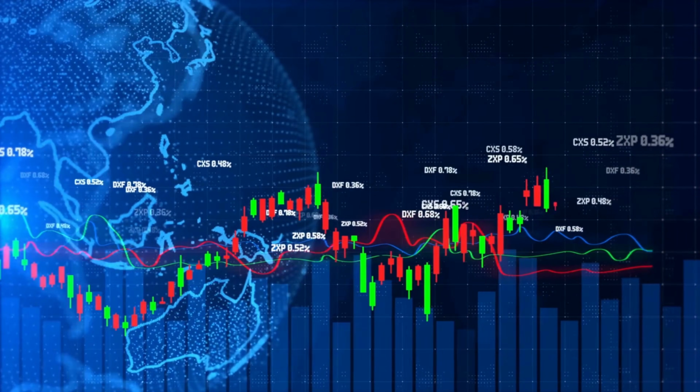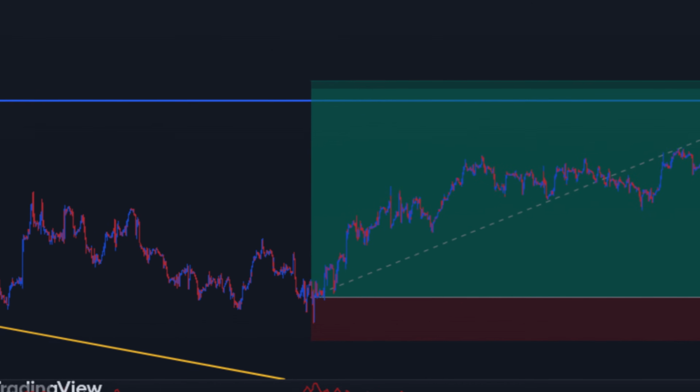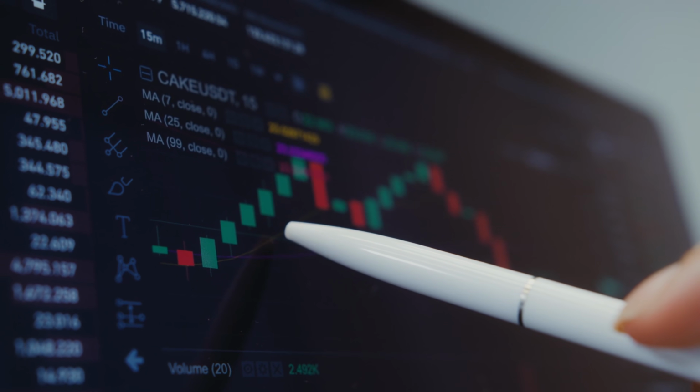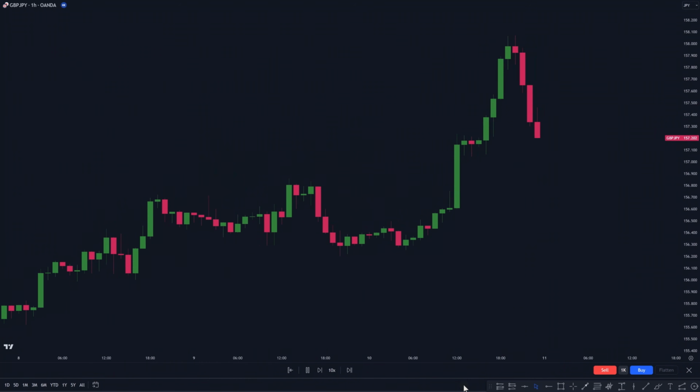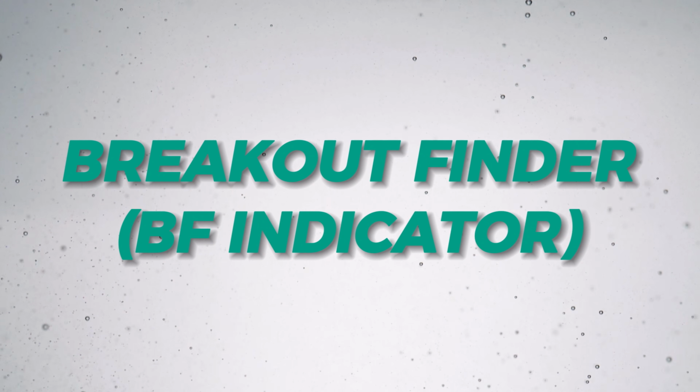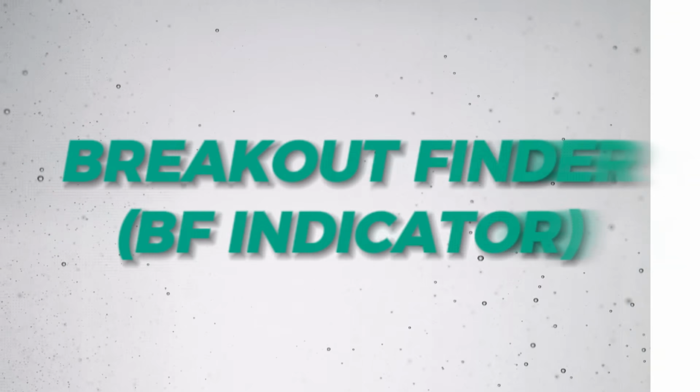In the ever-evolving world of trading, catching the next big move in the market is every trader's dream. Imagine having a trading tool tailored to pinpoint these crucial moments in price, turning potential into profit. Like that! Well, ladies and gentlemen, welcome the Breakout Finder, or the BF indicator, a game-changing tool designed to identify market breakouts right as they happen.